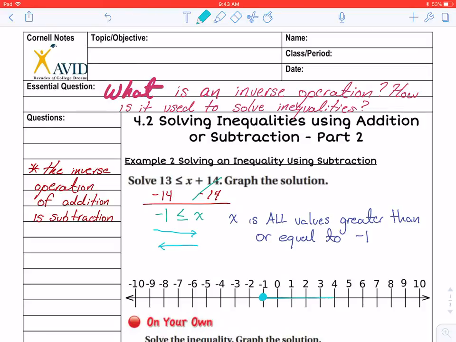And the numbers that are greater than negative 1 are going to travel to the right this way. So I'm just going to put an arrow. It doesn't matter where you put the arrow, as long as the arrow is in the right direction, it'll be fine. And so we just solved this problem. We just graphed all of the values of x.